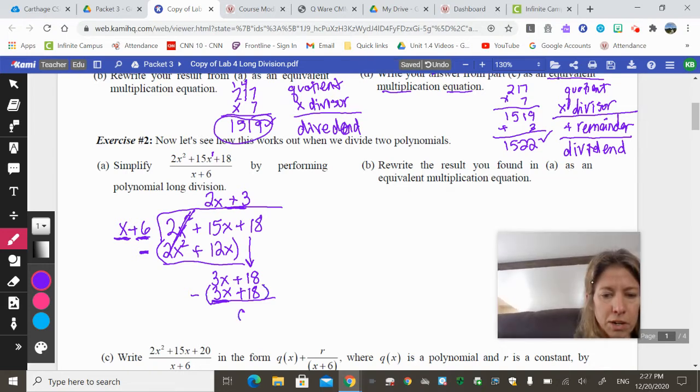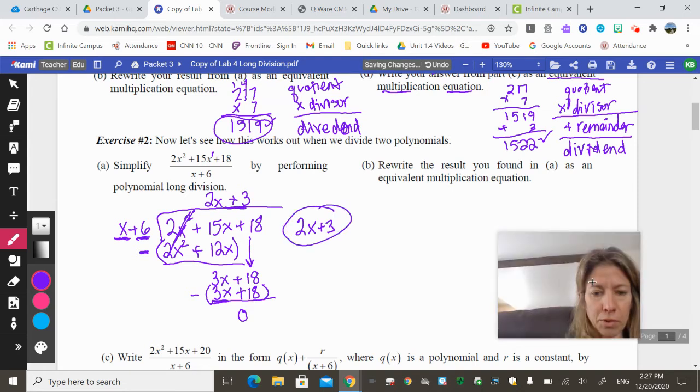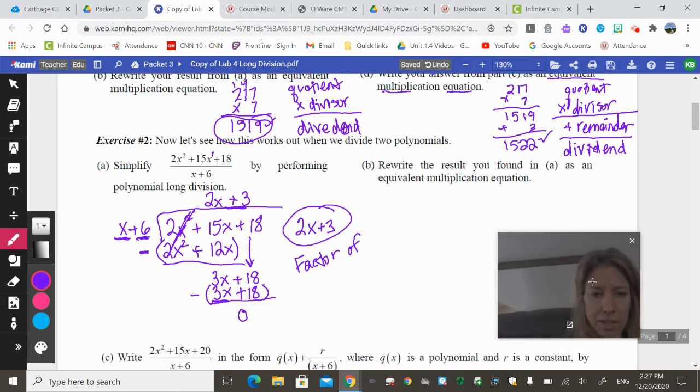So obviously this would be 0, and there's no remainder. So what that means is that my quotient is 2x plus 3. This is the quotient. And since there's no remainder, that means 2x plus 3 is a factor. Okay, it divides evenly into our dividend of 2x squared plus 15x plus 18.